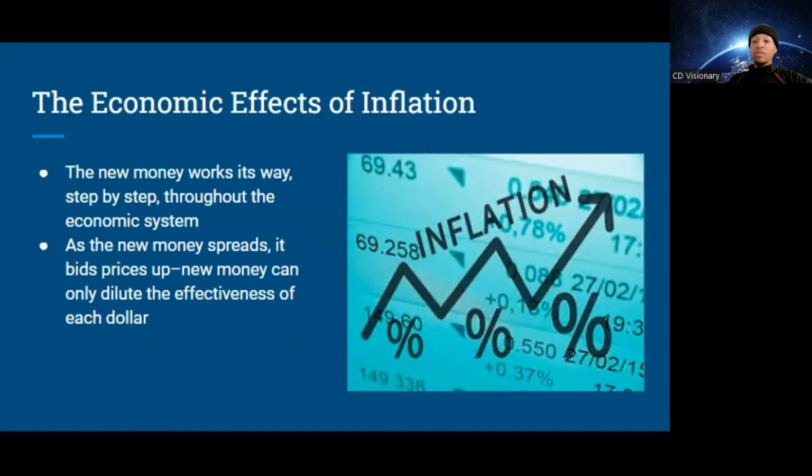The economic effects of inflation. The new money works its way step by step throughout the economic system. As the new money spreads, it bids prices up. New money can only dilute the effectiveness of each dollar. So as the money starts to inflate, as the supply of dollars rises, that's when the prices go up. So now you see all these prices going up on different products in the stores.